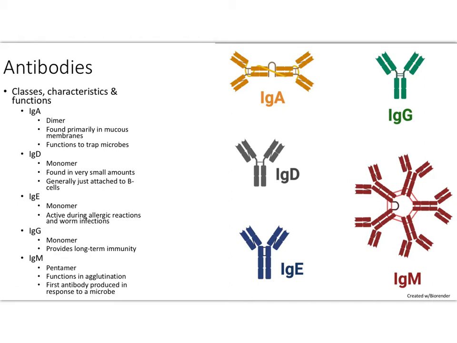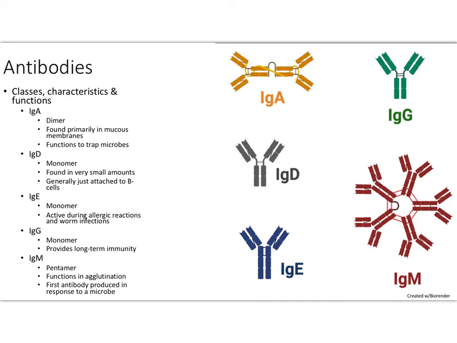Each class of antibody has its own specific, unique characteristics. For example, IgA is a dimer, which means there are 2 of them joined together. It is found primarily in mucous membranes, and its main purpose is to trap microbes. So we find a lot of IgA in our mouths, in our eyes, in our nose, in the upper part of the respiratory tract, and the primary function of that is to help trap microbes before they get too deep into the body.